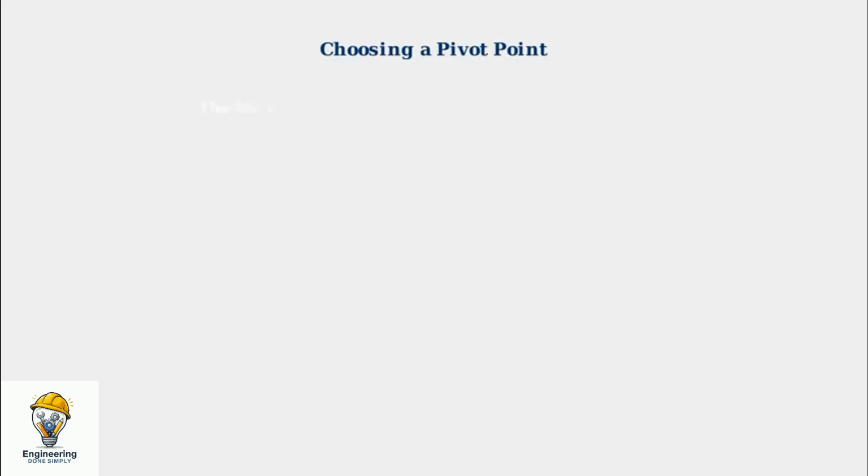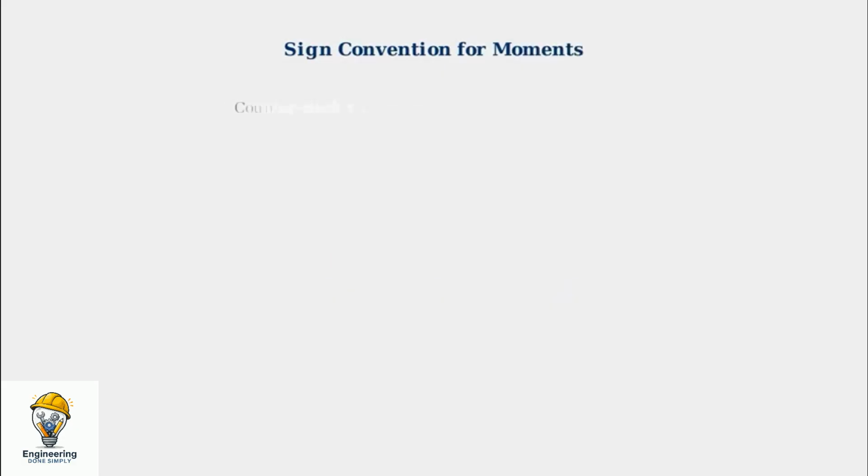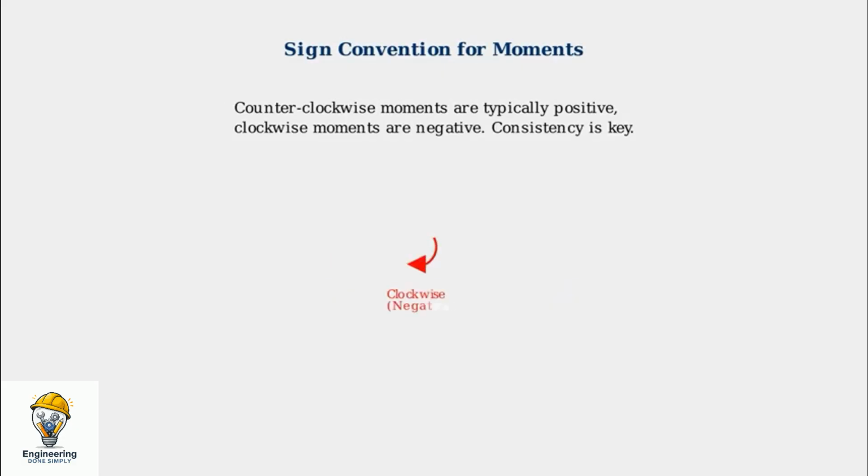The pivot point, or axis of rotation, can be chosen anywhere on the object. Different choices may make the calculations easier by eliminating unknown forces. For sign convention, counterclockwise moments are typically considered positive, while clockwise moments are negative. The important thing is to maintain consistency throughout your calculations.